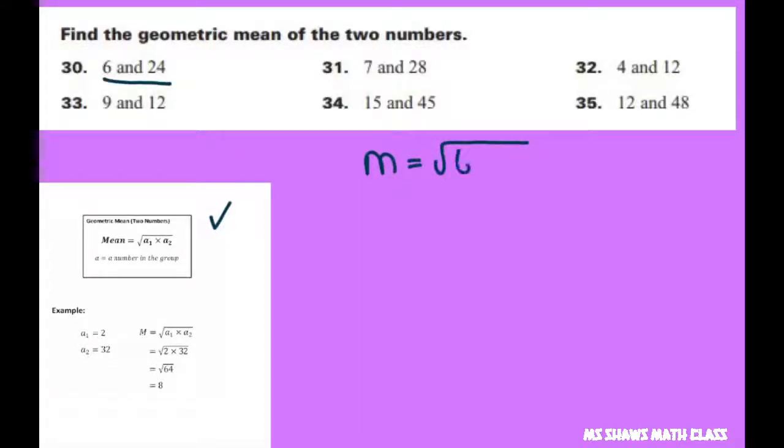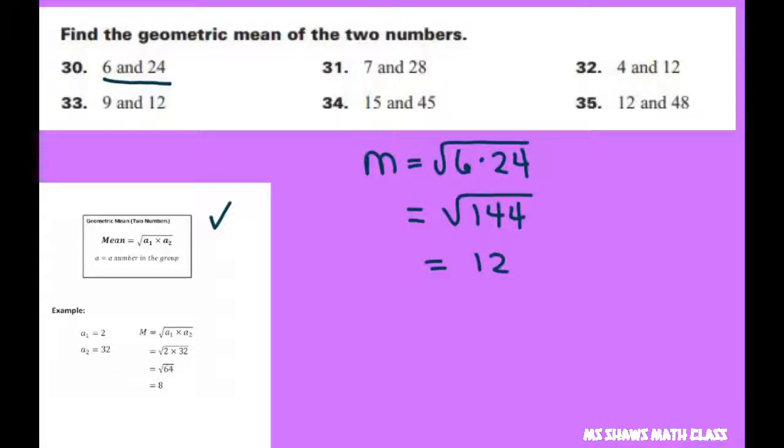So that's the square root of 6 times 24, which equals the square root of 144, which equals 12. And the geometric mean is always the positive.